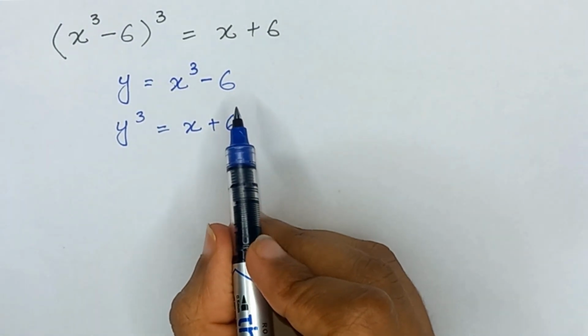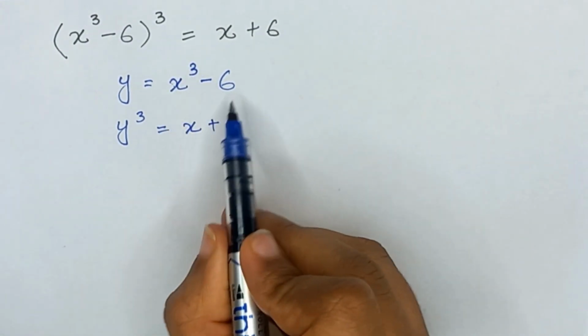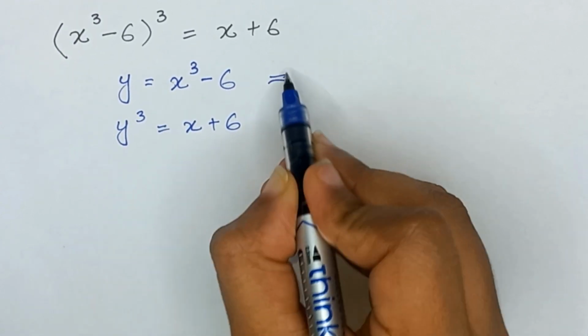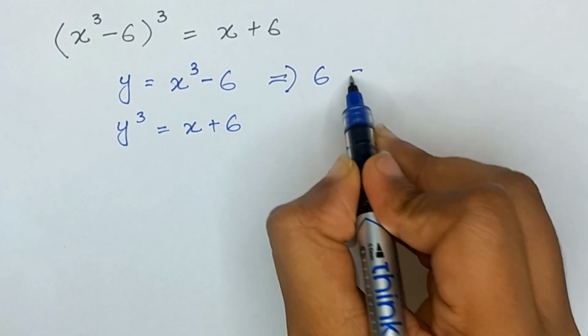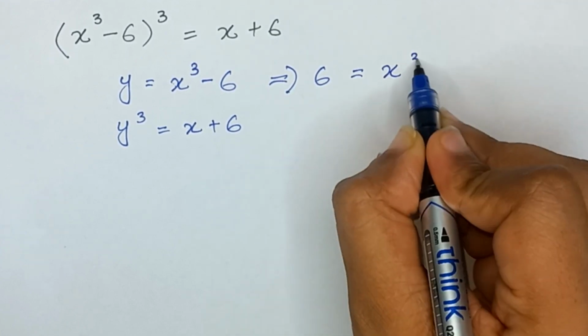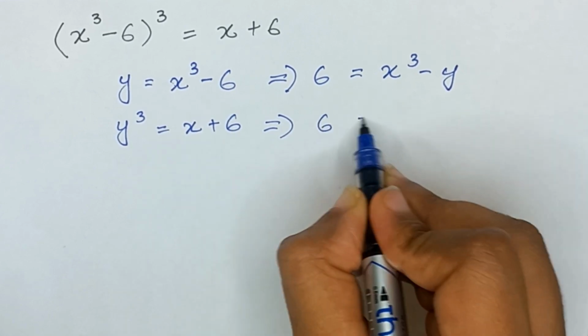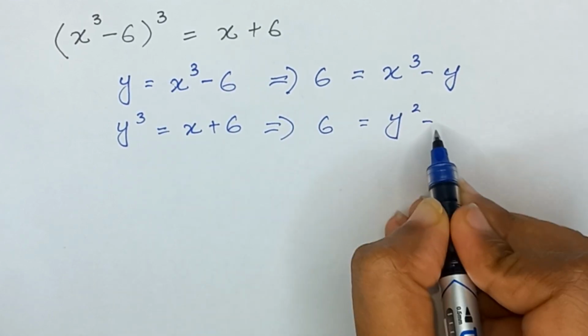From here I got two equations. y is equal to x cube minus 6 and y cube is equal to x plus 6. So from here 6 will be equal to x cube minus y, and from this equation 6 will be equal to y cube minus x.